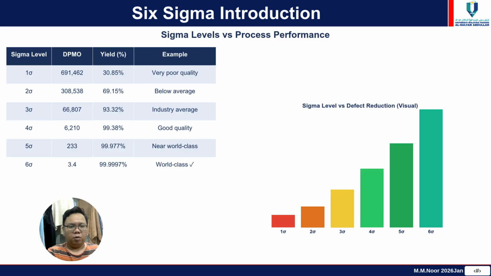Six Sigma is not only a quality improvement tool but also a business strategy. Organizations select projects based on their impact on cost reduction, quality improvement, and customer satisfaction. The DMAIC roadmap provides a structured framework for solving problems systematically and ensuring sustainable improvements.